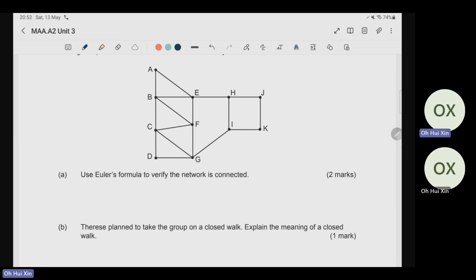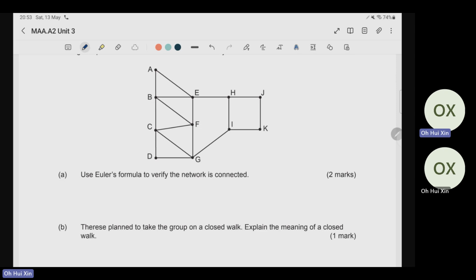You can see for this question, it's a bit special because normally we use Euler's rule to verify that the graph is planar, right? So why is it connected? If you remember, the idea for Euler's rule is actually to check a connected planar graph. So why is that so?